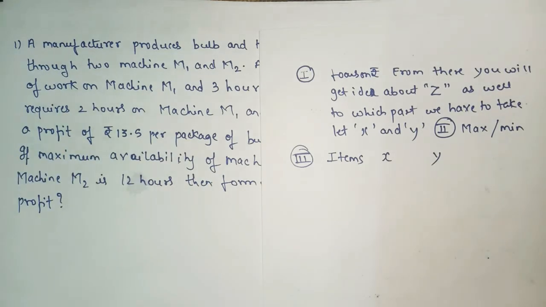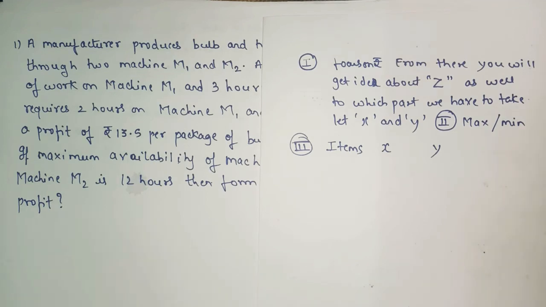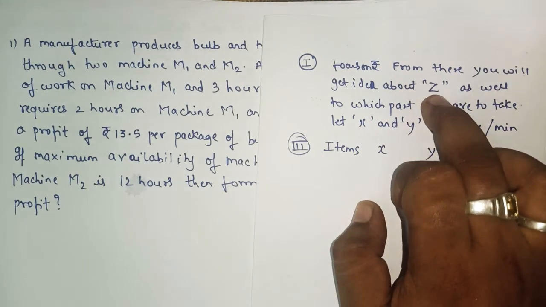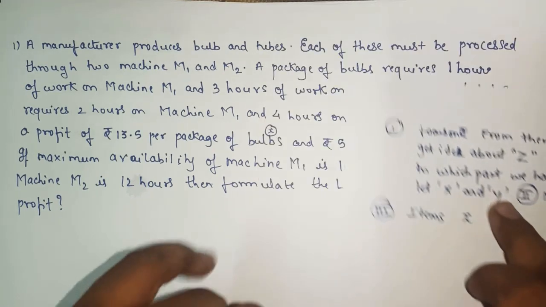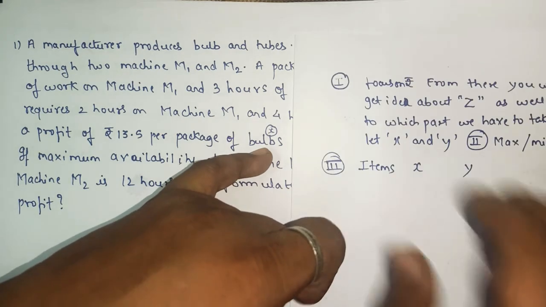Just remember these three steps. That's it. This is the technique I am saying, in which you can frame your equation within 3 to 4 minutes. If you don't know the technique, if you don't know the steps, it will take too much time to frame the equation, as you don't have that much time in the board exam. So the first step is to simply focus on the rupees. From there you will get the idea about Z, as well as which part to take as X and Y. Let the bulb be X and tube be Y.